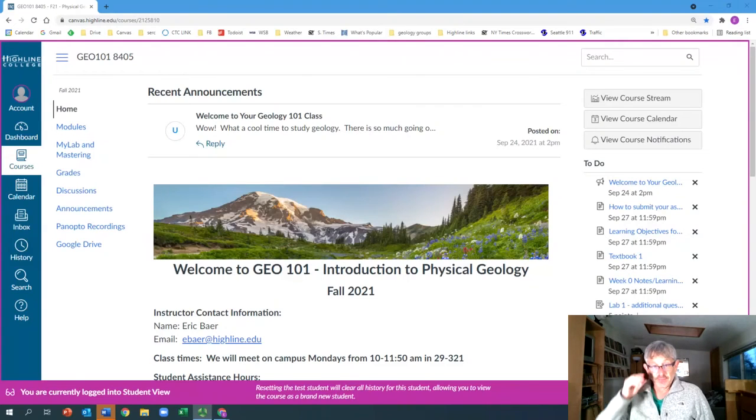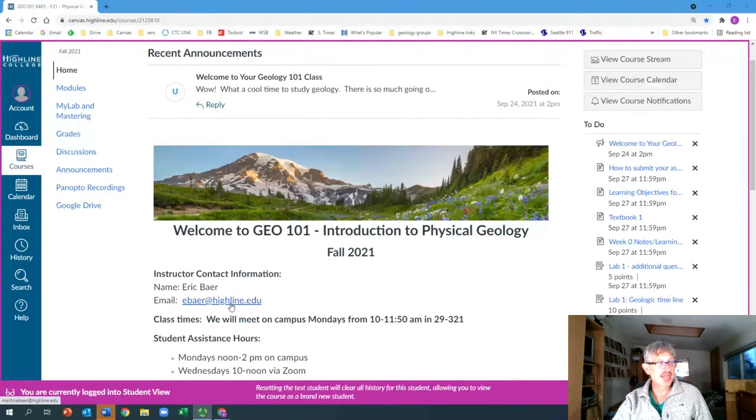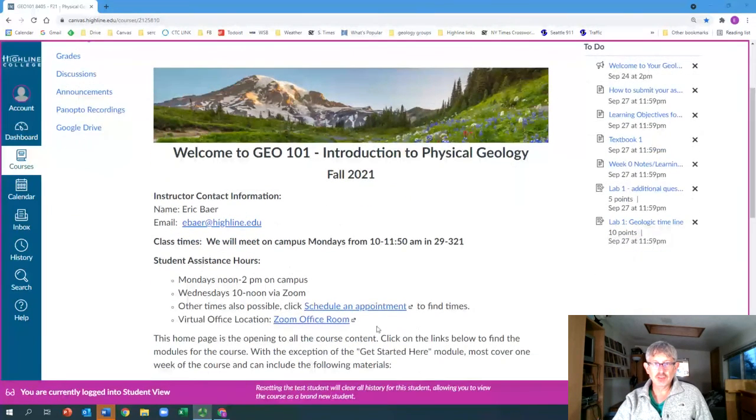So let's go to Canvas now. If anyone is unfamiliar with Canvas, there are a lot of resources out there. I can point you in that direction, but you should have seen a little block that says Physical Geology 101. And when you clicked on that, you should have gotten this page, which is the home page. And I wanted you to have a home page so that you always have a link to my email right here, and also office hours. This is a link to the Zoom room if you ever want to meet with me over Zoom. Here's that link I mentioned earlier about scheduling an appointment.